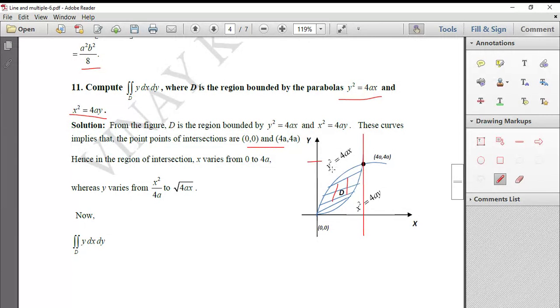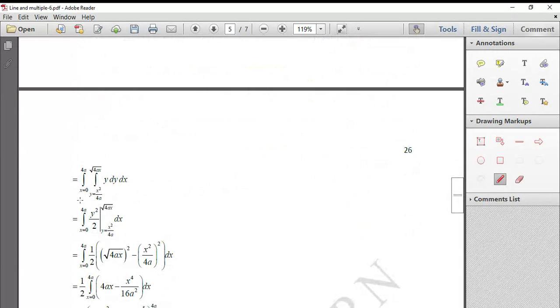So what you are getting here, your y varies from x square by 4a to square root of 4ax. And x varies from 0 to 4a. That is your height. See, what is this height? Here, at this point, your y is equal to x square by 4a. At this point, y is equal to square root of 4ax. So all the points satisfy this condition. Therefore, the limit for this is x varying from 0 to 4a, y varies from x square by 4a to square root of 4ax.